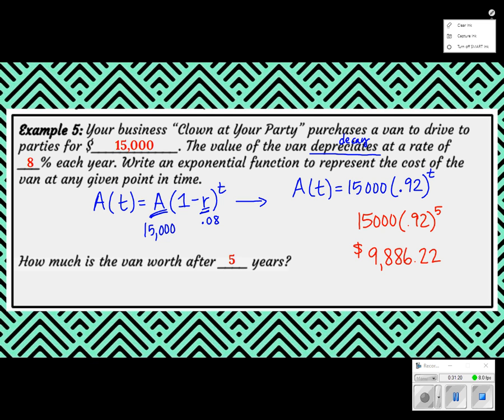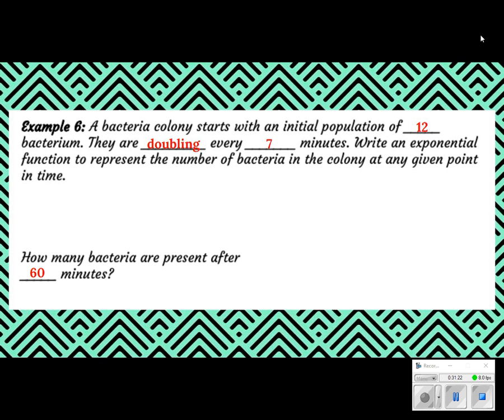Let's look at another one. A bacteria colony starts with an initial population of 12 bacteria. They are doubling every 7 minutes. Write an exponential function to represent the number of bacteria in the colony at any given point in time. How many bacteria are present after 60 minutes?